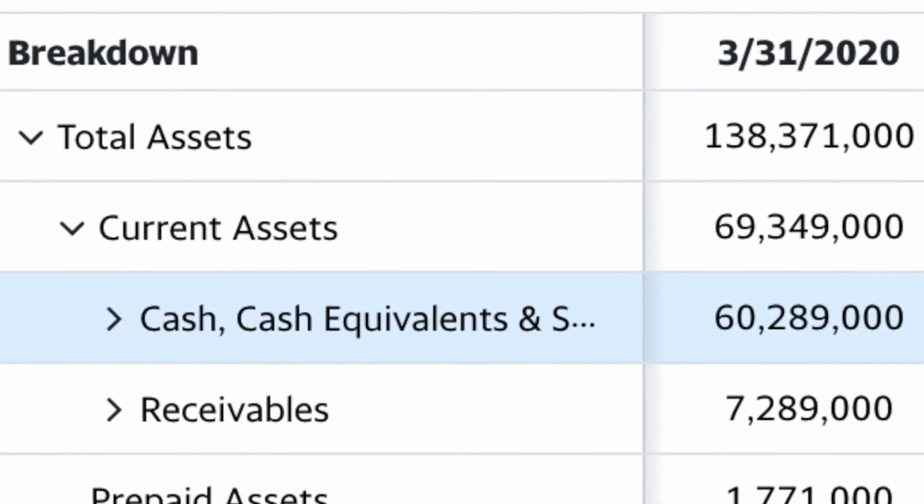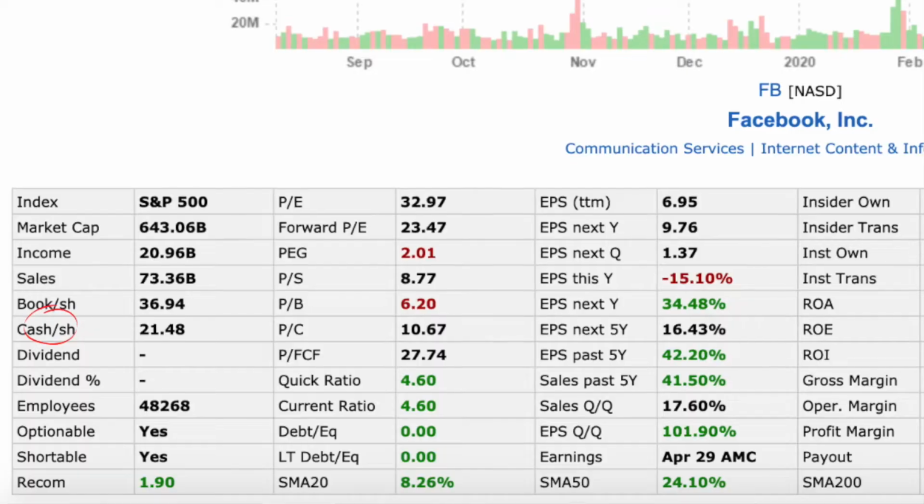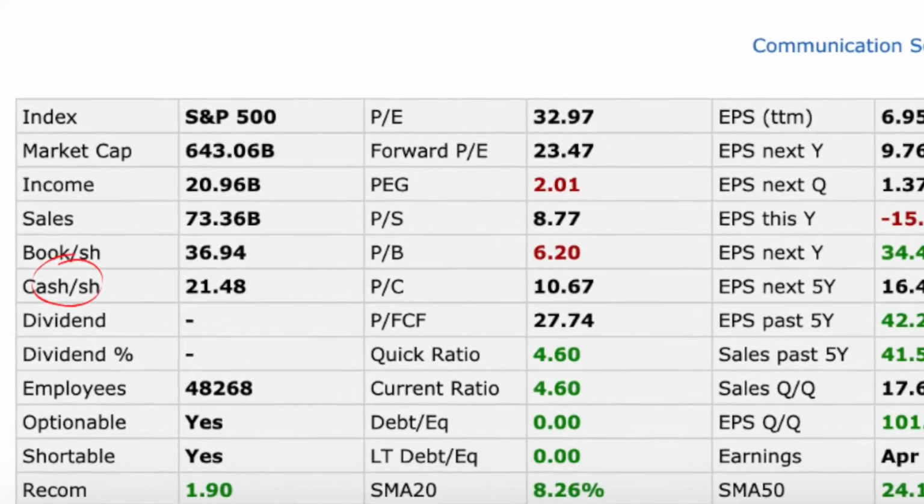Again, this number has already been computed for you, but if you're interested in knowing how we got this number, you would go to the company's balance sheet. Let's use Facebook as an example again. If you go to Facebook's balance sheet, you'll see they have a total cash position of 60.289 billion. And again, the total shares outstanding is 2.85 billion. When we divide the 60.29 billion by the 2.85 billion, we're left with around 21.15. This is pretty similar to the number you're seeing here on the screen, but sometimes the numbers might not be exactly the same due to rounding and decimal issues.